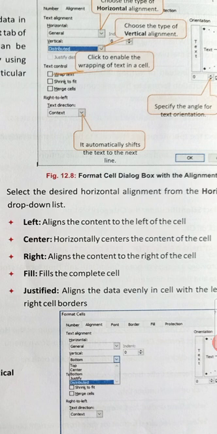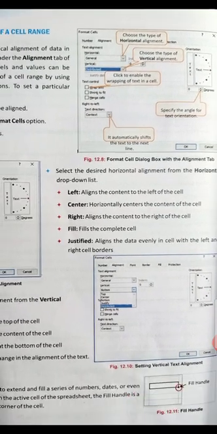In this, what do we do? We just select left, center, right, fill and justify. If you select left, our data will shift to the left side. If you select center, our data comes in the center. Right, our data shifts to the right side. Fill, it fills the complete cell. Justify, it will give the data according to the justification.